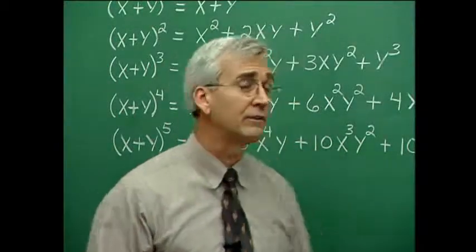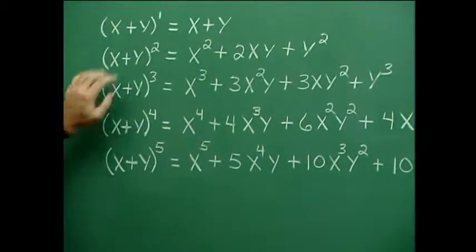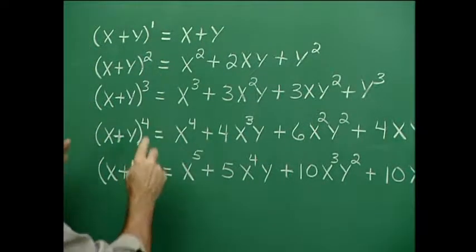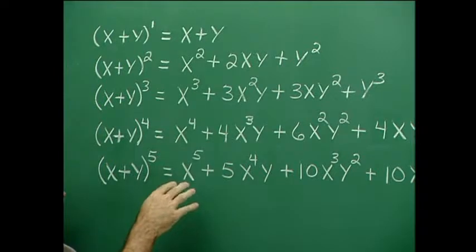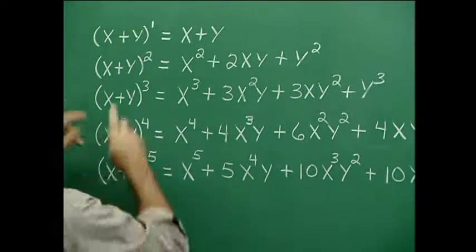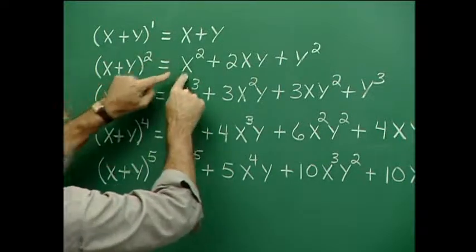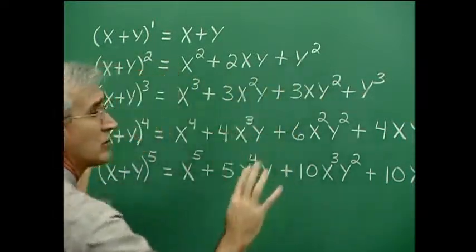Take a look at this pattern. We're taking the binomial x plus y and raising it to exponents that increase by 1 on each line. We want to look at some characteristics here. We have (x plus y) to the 1 power is x plus y, (x plus y) squared is x squared plus 2xy plus y squared, and so on.